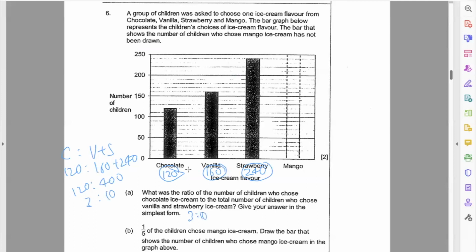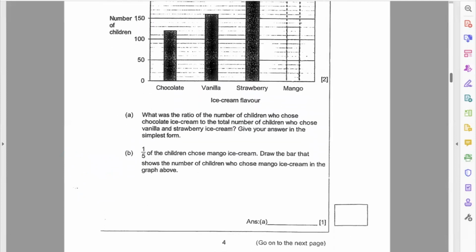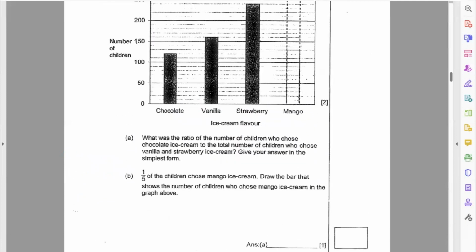Let's look at 6b. Let me clear this and move on to 6b. Let me adjust this a little bit so I have more space. So in 6b, 1/5 of children choose mango ice cream. Draw the bar that shows the number of children who choose mango ice cream in the graph above.